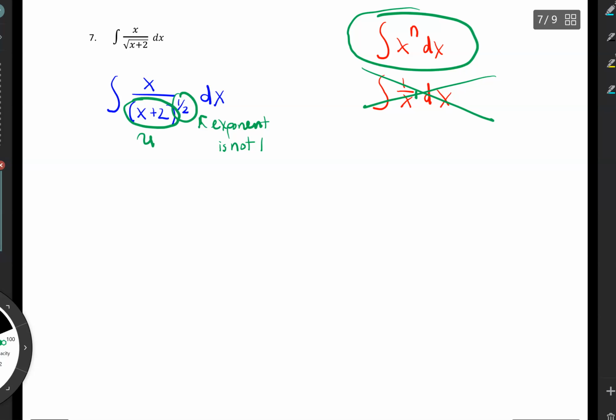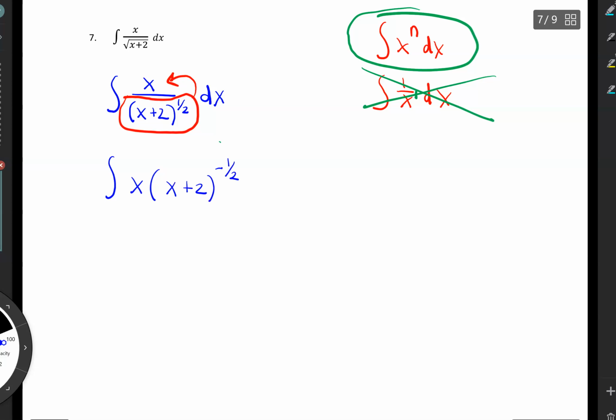Okay, so we need to rewrite this with a negative exponent to make it work. So let me do that real quick. We are going to use some algebra. I'm going to take this denominator and relocate it to the numerator. Okay, so we have that now.